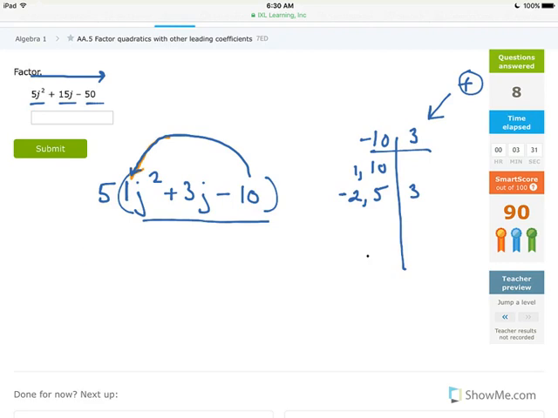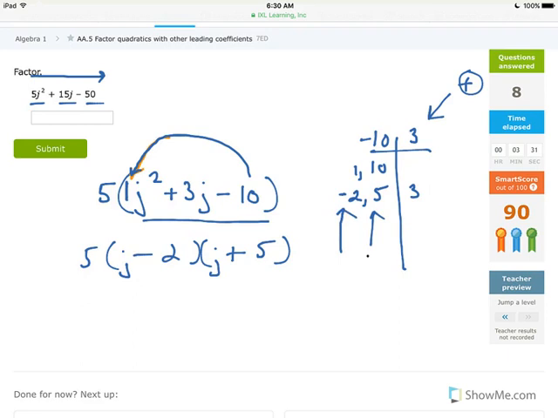So one of the factors was 5, and then if we think about the other two factors, to make the j squared, you obviously need j times j. And then to make the 10, you need a 2 and a 5. And we need it to be positive 3 in the middle, so we're going to give it a positive on the 5 and a negative on the 2 to get that positive 3.